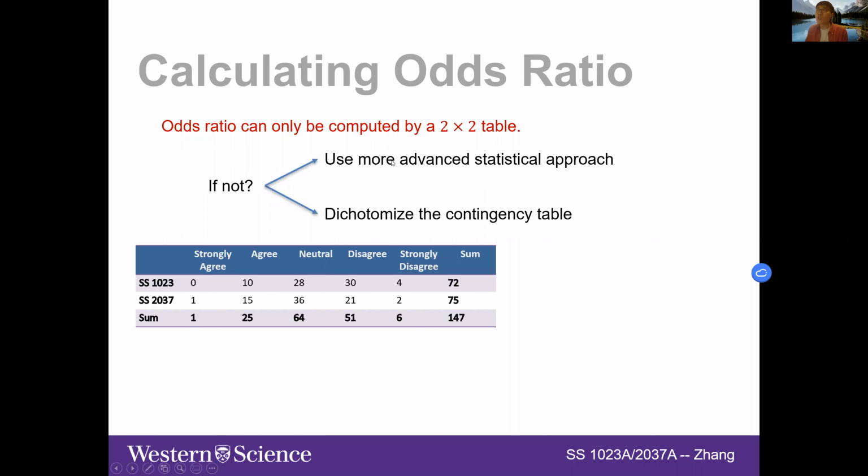Either we use some advanced statistical approach, which I'm not going to go through in this course, to compute such a quasi odds ratio, which is a fake odds ratio, not defined as we mentioned just now. Another way is to dichotomize the contingency table. Dichotomize means we group the variable which has more than 2 categories into 2 categories.